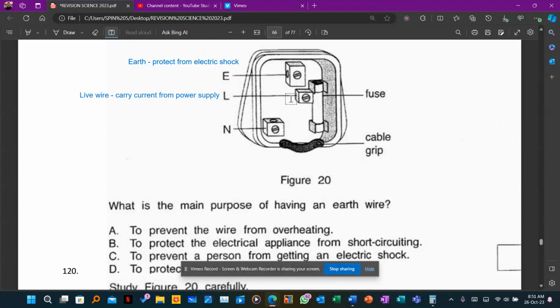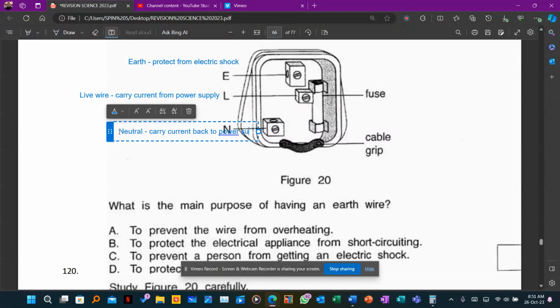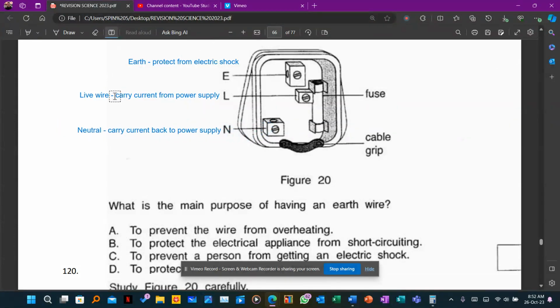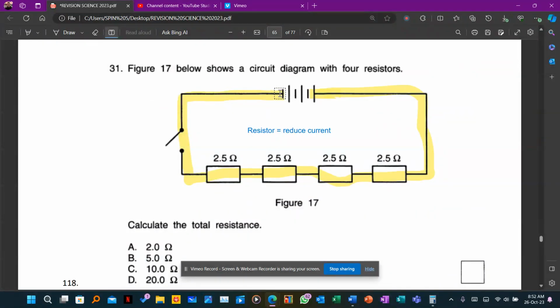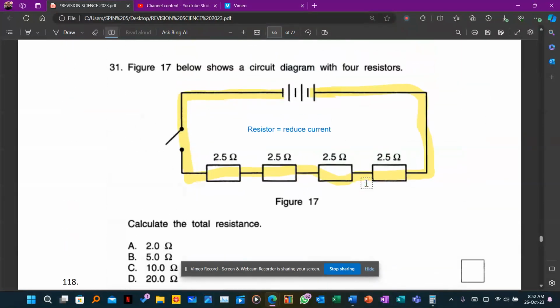The current will go through the fuse first. If everything is okay, it will just go to the appliances. The last one is the neutral wire. The neutral wire carries current back to the power supply. It's the same as the flow of blood in your heart: there's artery and vein. In this case, the artery is the live wire, the vein is the neutral wire. It needs to complete a circuit. An example is this one. When it goes from here, it is the live wire. When it goes back, it is the neutral wire.